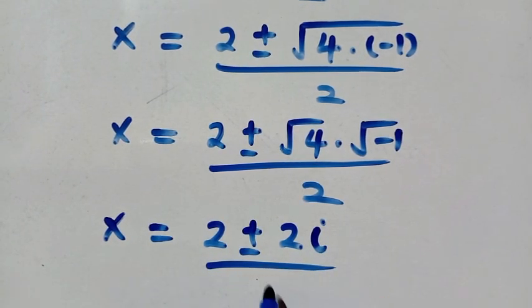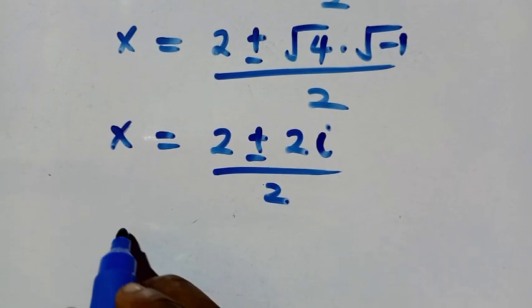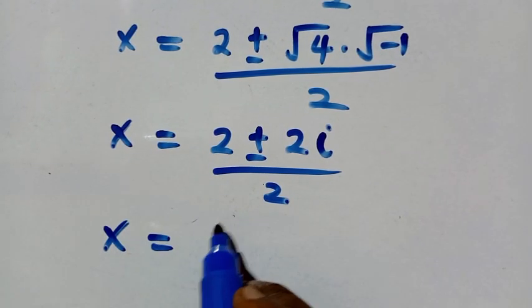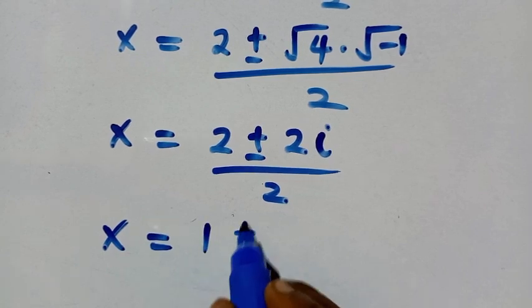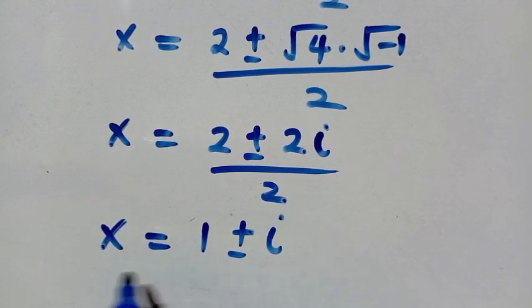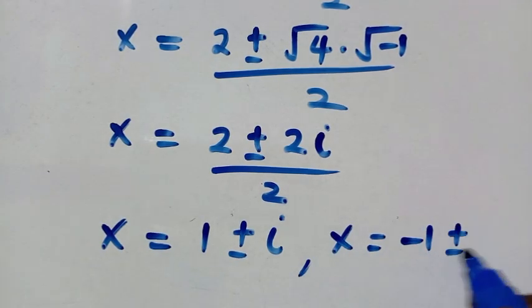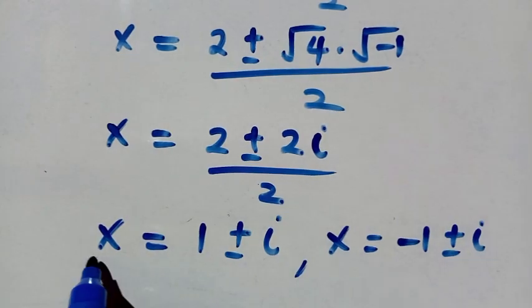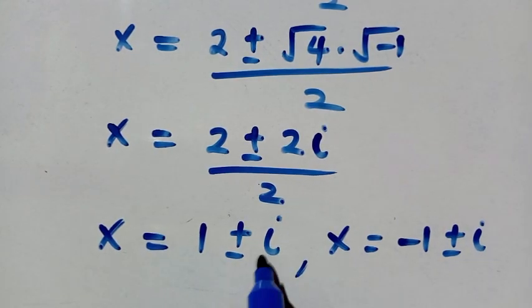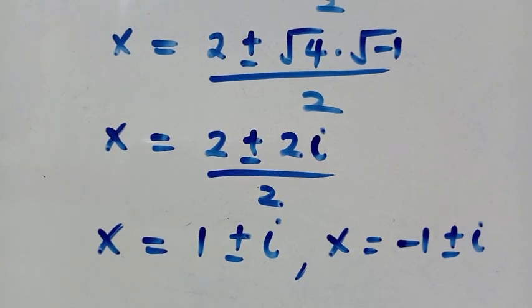Since 2 is common, we factor out 2, and we have x equals 1 plus or minus i. This gives another 2 solutions. The first solutions are x equals minus 1 plus or minus i, and the other 2 solutions are 1 plus or minus i, making 4 solutions.